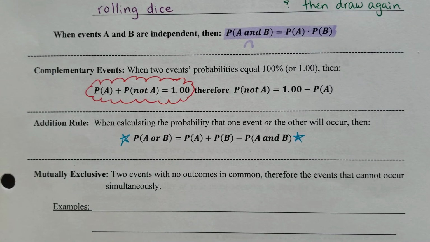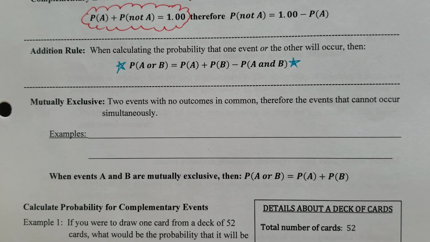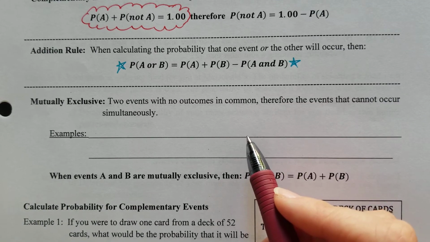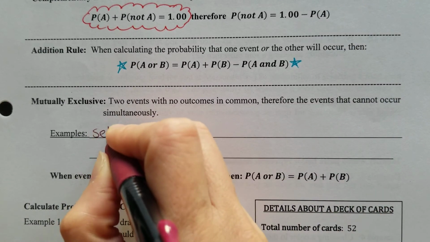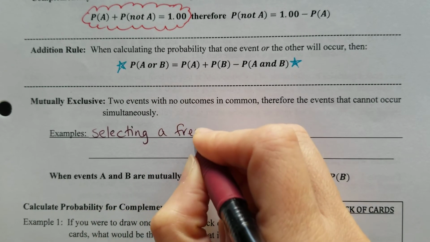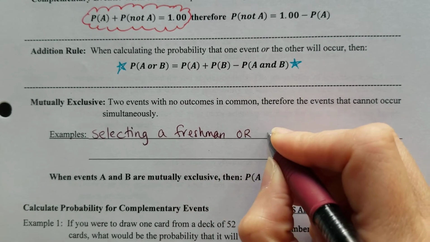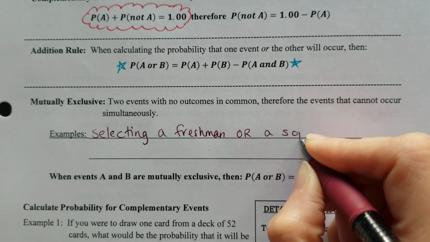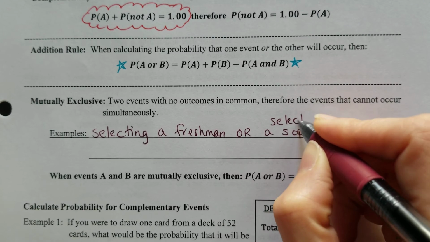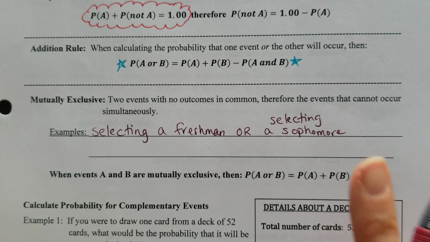And the last vocabulary thing we have here is mutually exclusive. 2 events that have no outcomes in common are considered mutually exclusive because they cannot occur simultaneously. We saw some examples of that earlier when we were looking at 2A frequency tables. So I cannot select a freshman and select a sophomore at the same time. I can select a freshman or I can select a sophomore, but I can't select one person who meets both criteria.